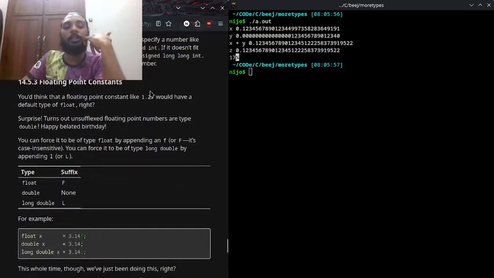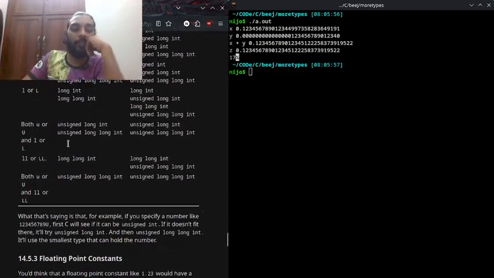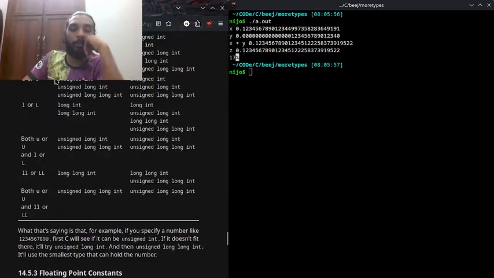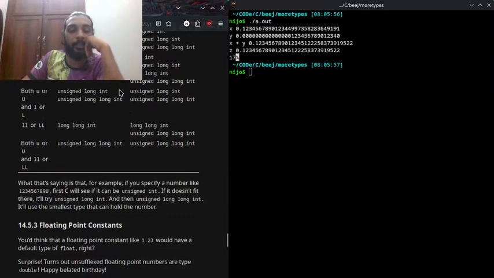Okay. First C will check if it can fit. It's u, right? Small u, big U. So it will check if unsigned it is a decimal number. So no, unsigned long int. Yes. Okay, does it fit there? It'll try it and then unsigned long.